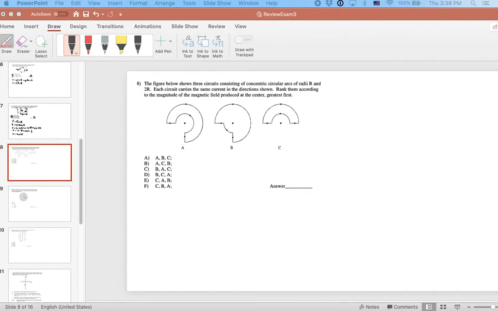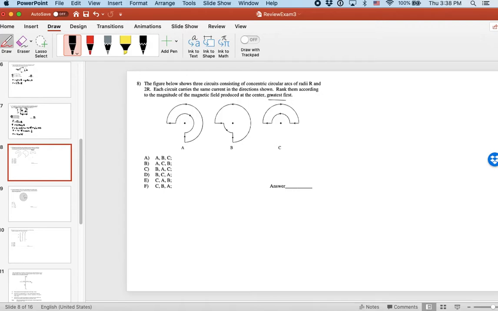Okay, so in this example, we have three circuits consisting of concentric circular arcs. And each circuit carries the same current in the directions shown. Rank them according to the magnitude of the magnetic field produced at the center, greatest first. So greatest first is important.